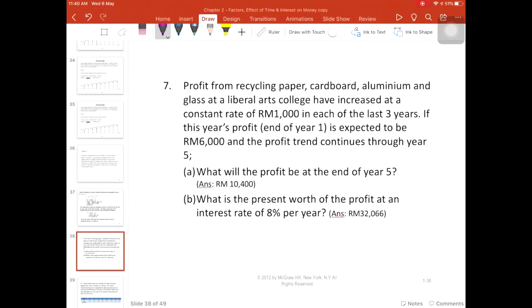Profit ni direct je. Jangan terkeliru dengan nama numbers tu. Profit. Profit ni direct. Kalau profit ni just direct saja. It's not asking you about the present, not asking you about the A, and after 5 years. It's just a profit.